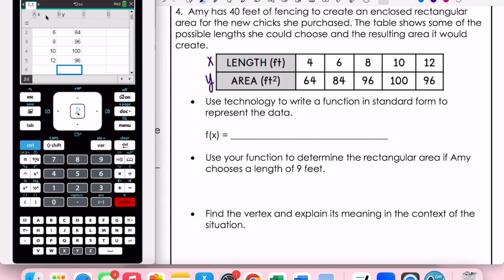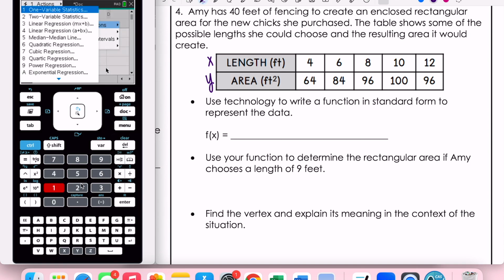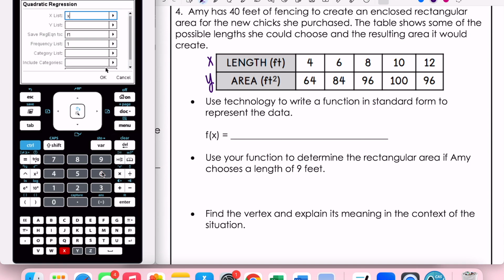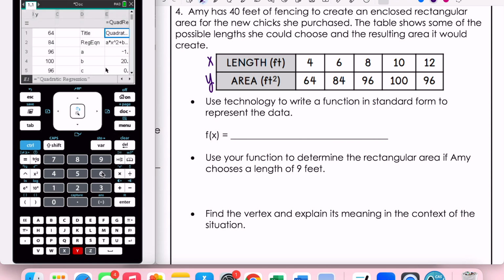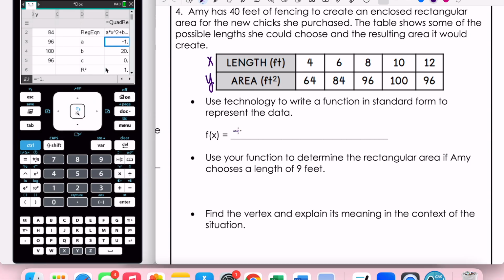Now, remember, when you are in list in spreadsheets and you are trying to find the equation of a quadratic function, the command is menu 416. X goes in your X list, Y goes in your Y list. Press the enter button 2 times. Here I have an A value of -1, a B value of 20, and a C value of 0. So here this would be f of x equals -x squared plus 20x.